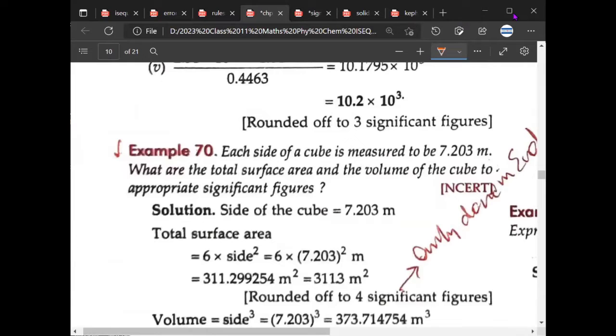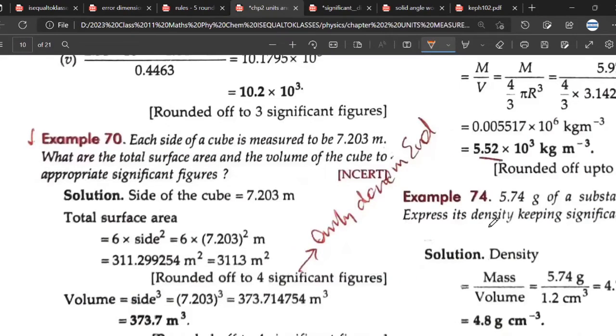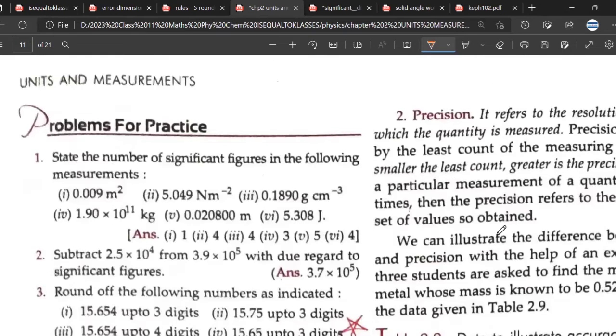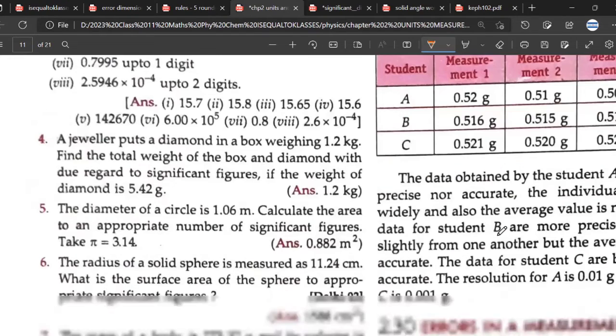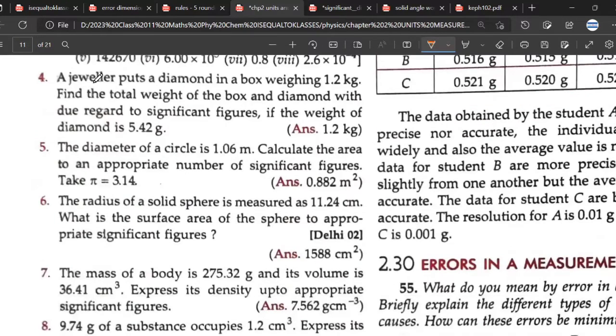That is why this units and measurement chapter makes a lot of sense when we are doing the physics practicals. So as a practice, do these 4 questions, and then we'll discuss.